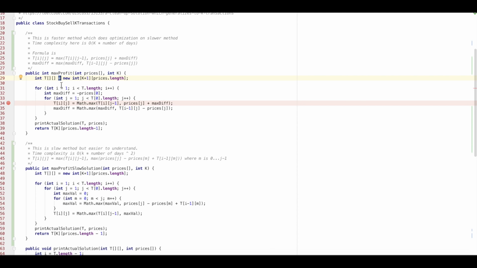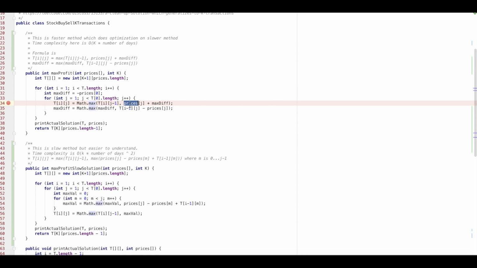Again, you initialize your T. I goes from 1 till the total number of transactions. Max diff initially is minus price of 0. Then J goes from 1 till the total number of days we have. T of I J is the max of T of I J minus 1.